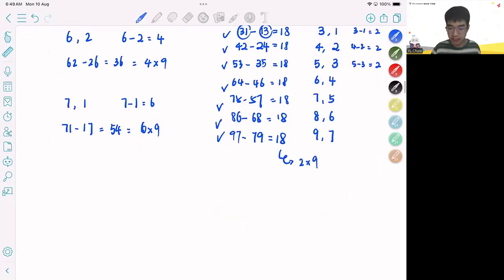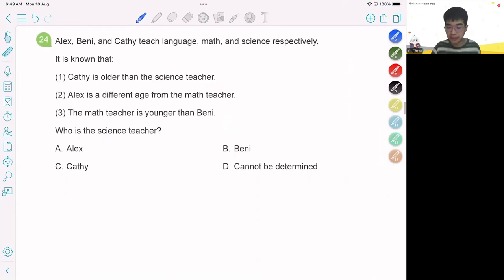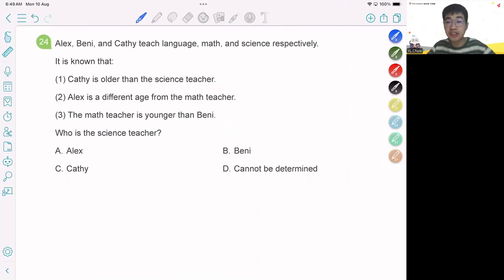Now, let's move on to the next question, which is question 24. This is a logical reasoning question. Alex, Benny, and Kathy teach language, math, and science respectively. So we have three people that are teaching three different subjects in school. Each teacher is teaching one subject. So this question is actually asking us to match each person to the subject that they are teaching. And they gave us three hints.